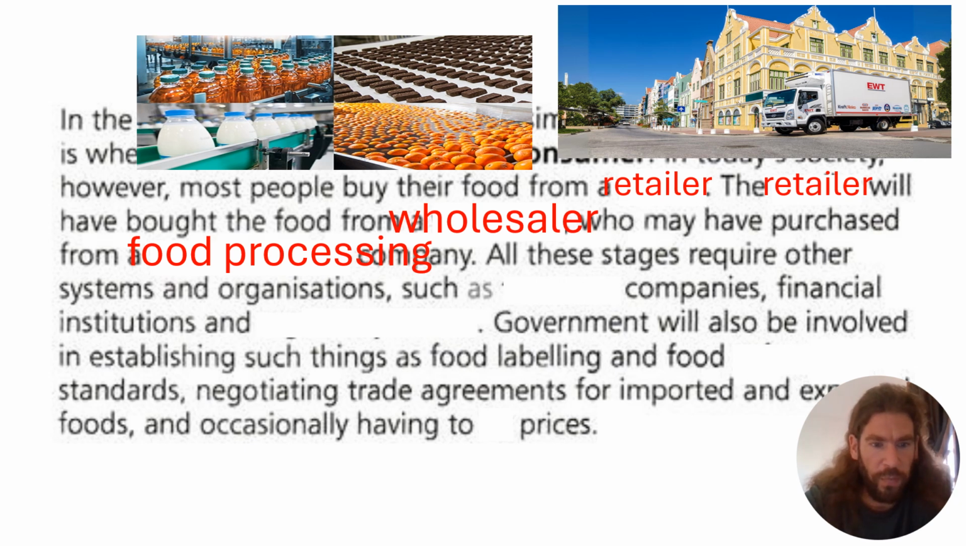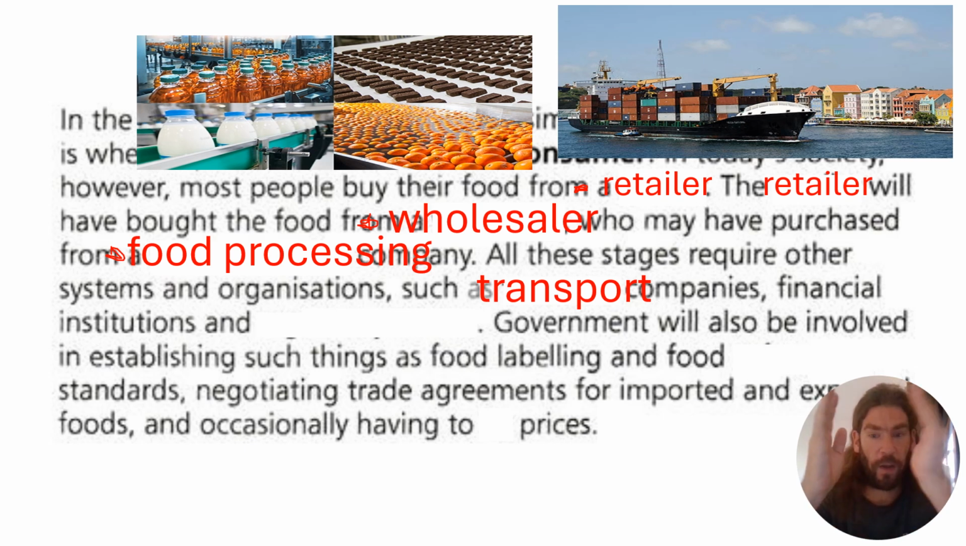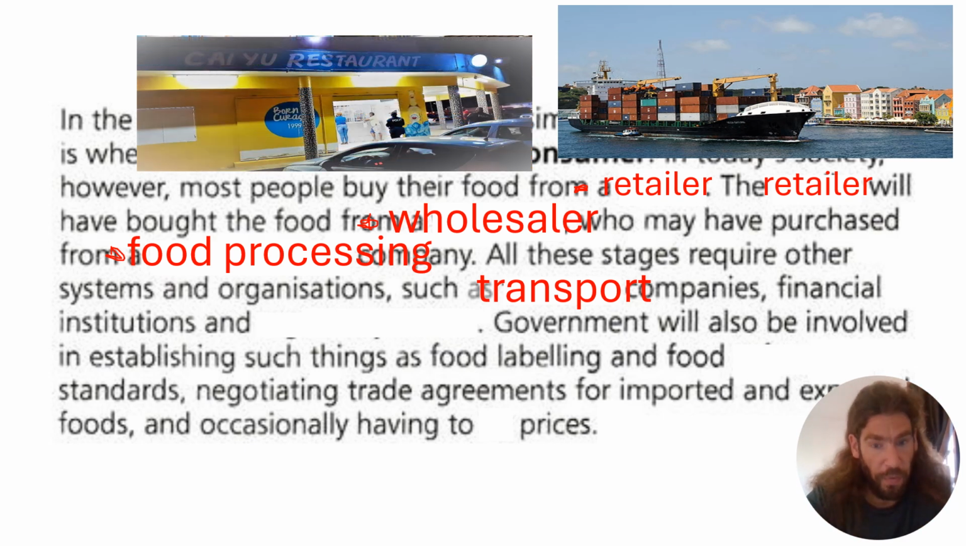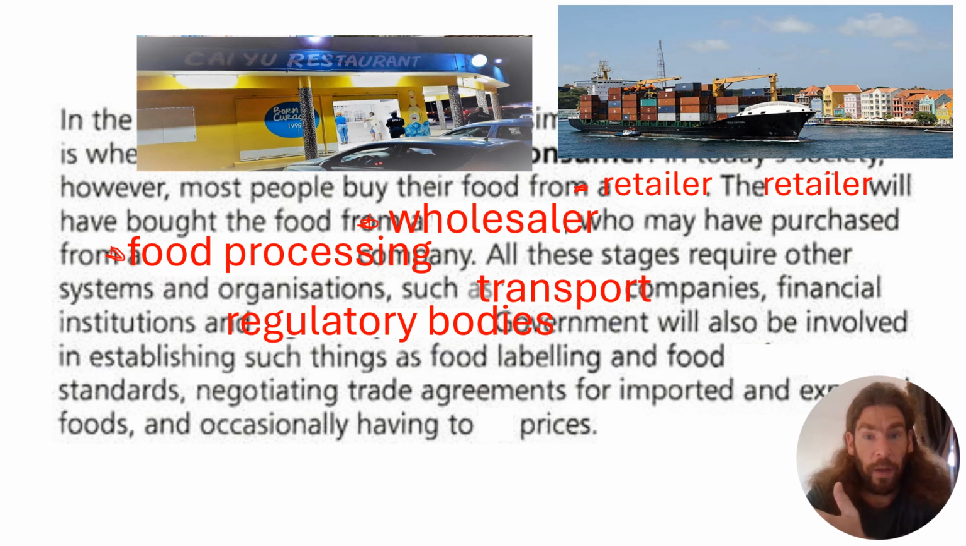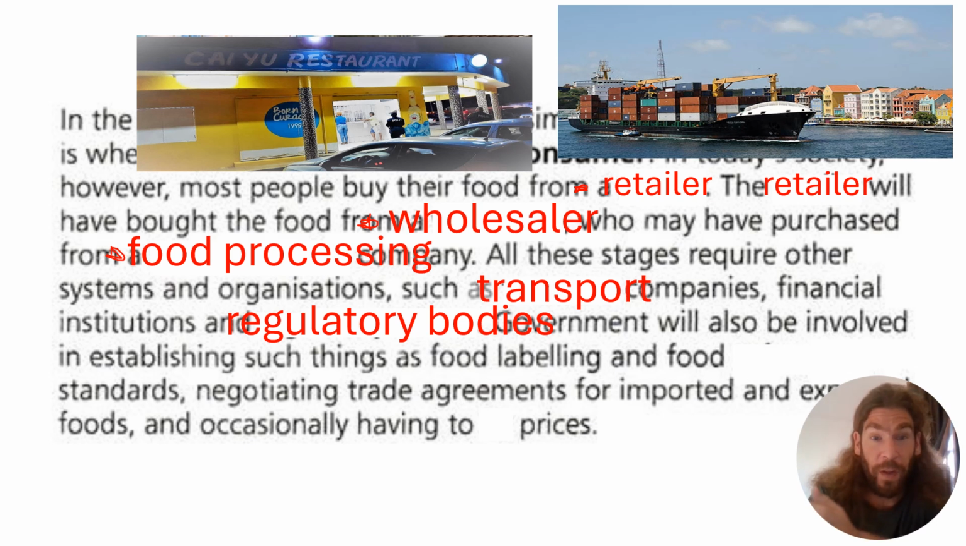All of these stages of food processing, and bringing it to a wholesaler and then to a retailer, require other systems and organizations that check what's happening there, that put up the dates, that manage the prices of it all so it won't become too expensive, such as transport companies. Like you can see above, it needs to be transported by boat and in containers. Financial institutions and even regulatory bodies. In Curaçao we have the Voedsel- en Warenautoriteit, the Food and Product Authority, that sometimes checks restaurants to see if their food isn't overdate and the way they manage food, so it doesn't create diseases for you.